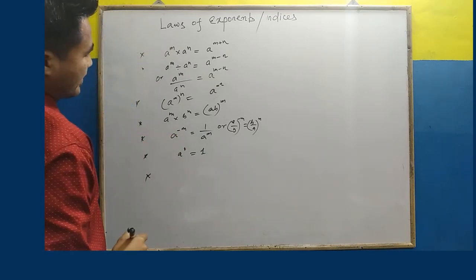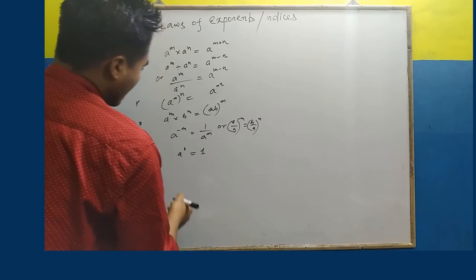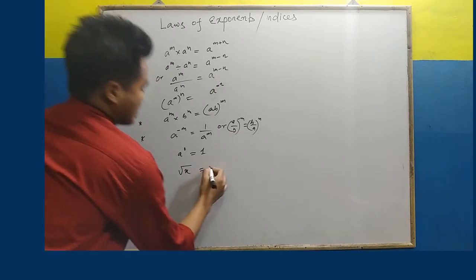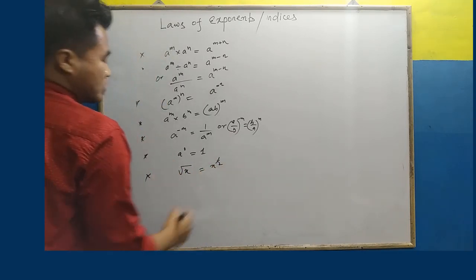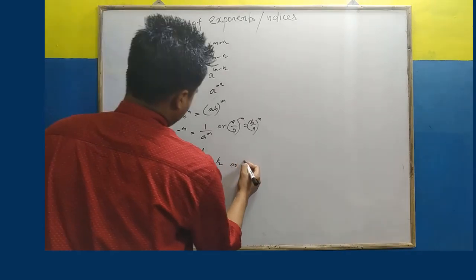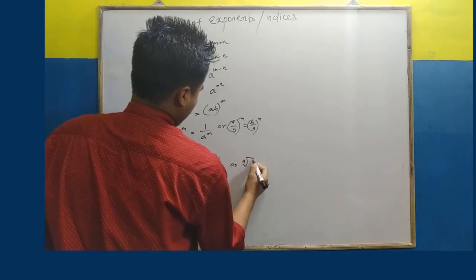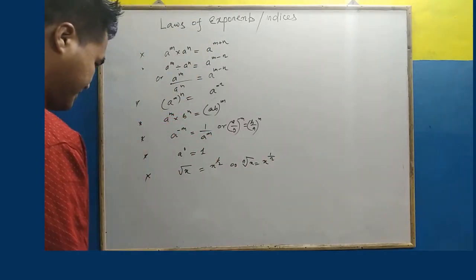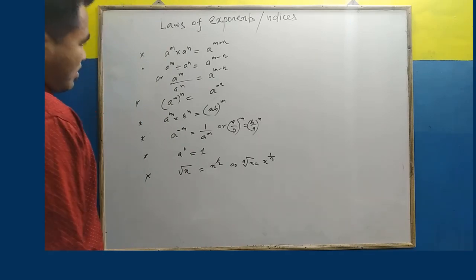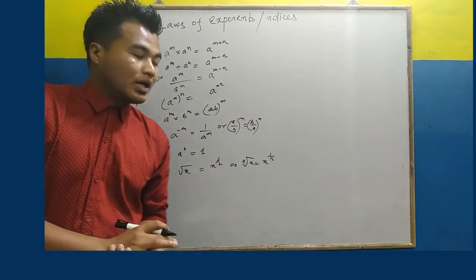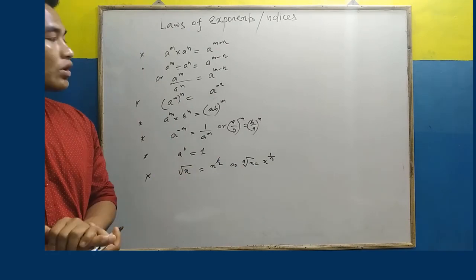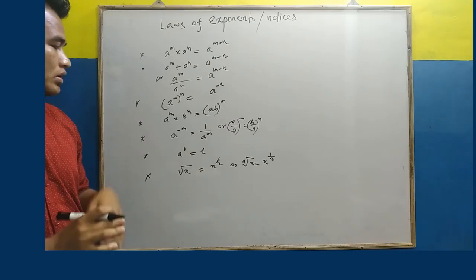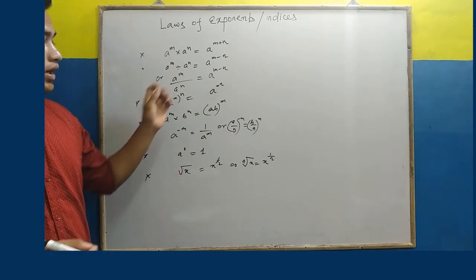Then we also have root over x, which is equal to x to the power 1 by 2. Or let me write something like this here, the nth root of x will be equal to x to the power 1 by n. Okay, now these are the basic laws we have in this topic. There are some more that, if necessary, I will include later.